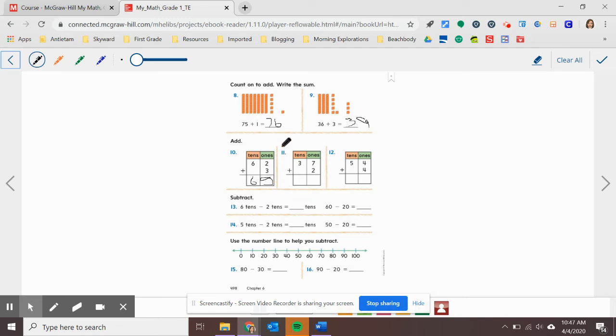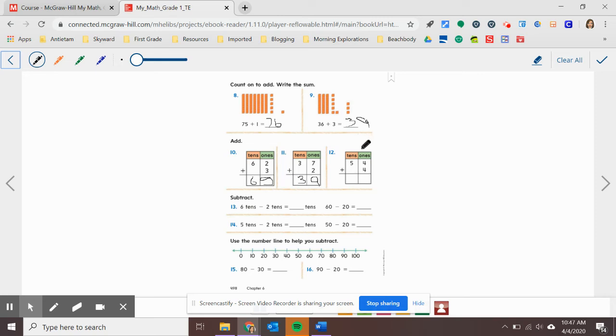Let's do the same thing for number 11. Remember, I always start on the ones side. So now I have 7 plus 2 more. What is 7 plus 2 more? 7 plus 2 equals 9. So I get to write that in my box underneath. Then I can come over to my 10 side and I have 3 plus no more equals 3. So 37 plus 2 more equals 39.